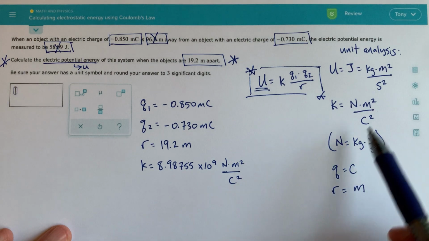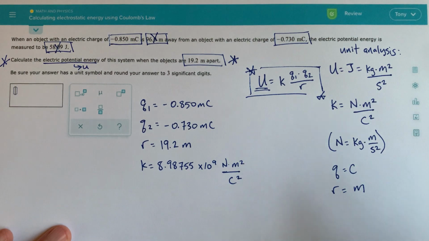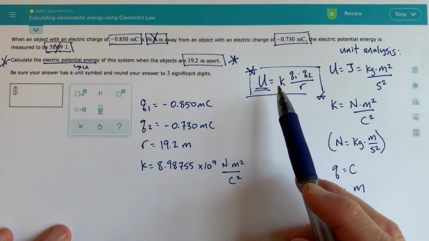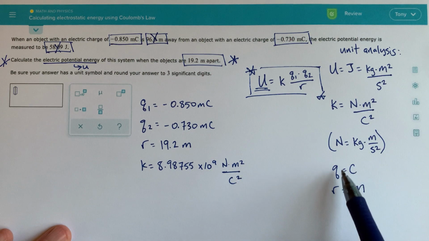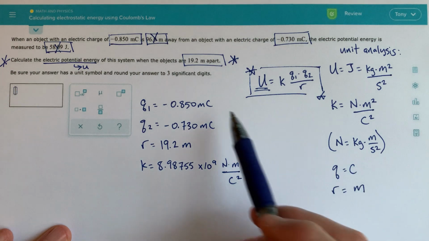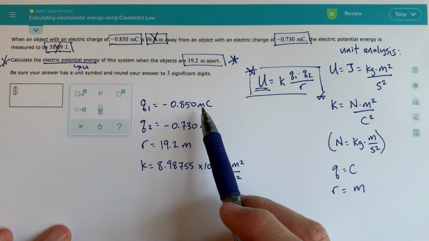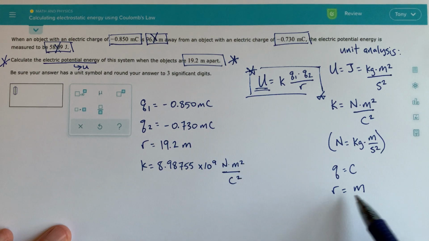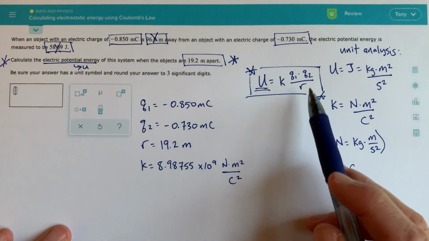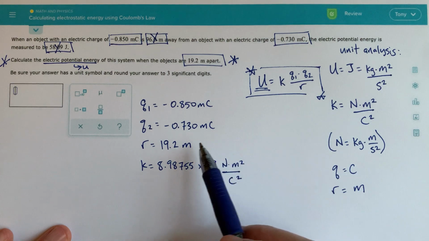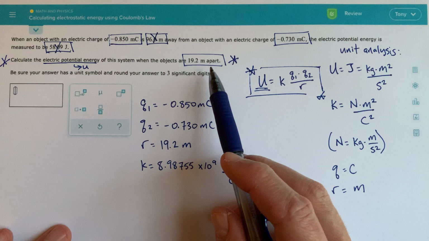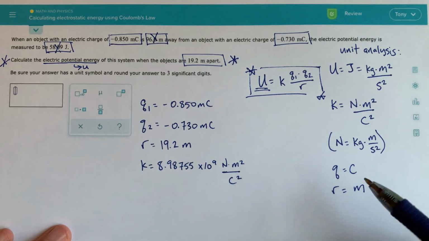In this unit analysis, we want to make sure that everything is consistent. If we're using coulombs for K, we also need to use coulombs for our charges. We'll notice that our Q1 and Q2 are given in millicoulombs, so we're definitely going to need to convert those. R is in meters, and the R they gave us here is in meters as well. So that's great. If they had given it to us in centimeters, we would have to convert that to meters.